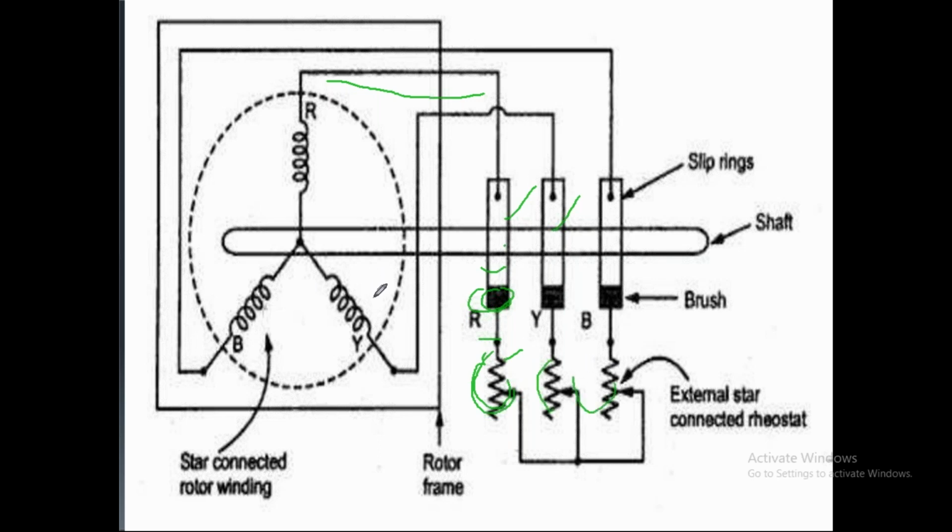So you may be asked a question: which type of motor can we control the speed from the rotor side? The example is the slip ring induction motor. In the slip ring induction motor, we can control the speed from the rotor side in this way. Okay, so that is the advantage of the slip ring induction motor. But we cannot provide such an arrangement in the squirrel cage induction motor.